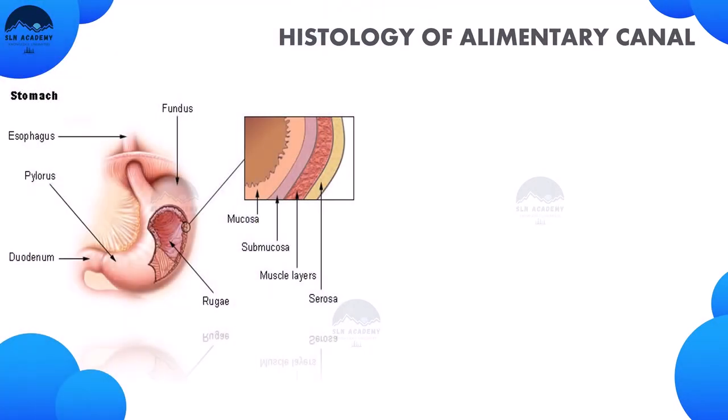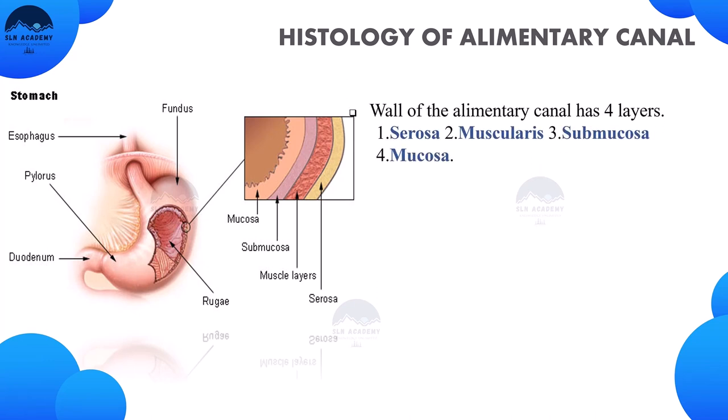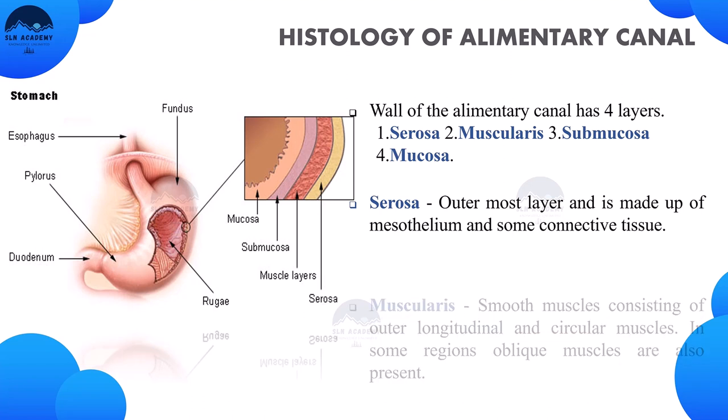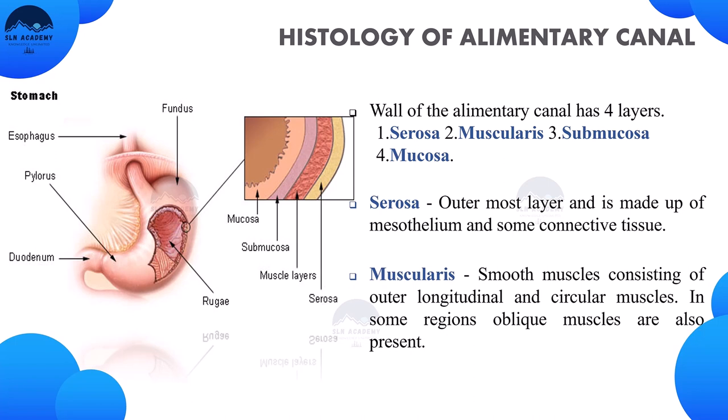Histology of alimentary canal. Wall of the alimentary canal has 4 layers. They are serosa, muscularis, submucosa, and mucosa. Serosa, which is the outermost layer, is made up of mesothelium and some connective tissue. Muscularis. These are smooth muscles consisting of outer longitudinal and inner circular muscles. In some regions, oblique muscles are also present.